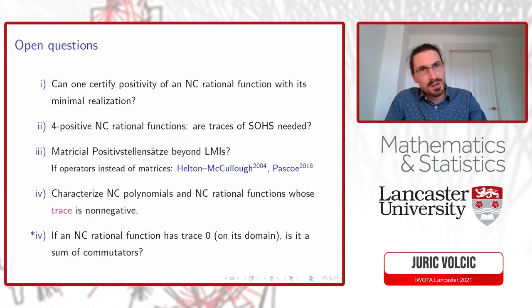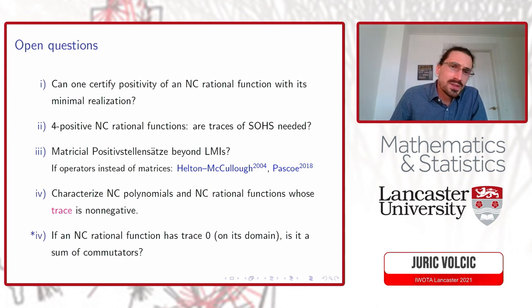To wrap up the talk, a few open questions. As I said, NC rational functions, we like to think of them in terms of minimal realizations. So if I'm talking about positivity, is it also possible to certify positivity in terms of minimal realizations? Next question: NC rational functions that are positive on 4×4 matrices, we know that we can write them as sums of squares and their traces. Now the question is, do we really need traces?